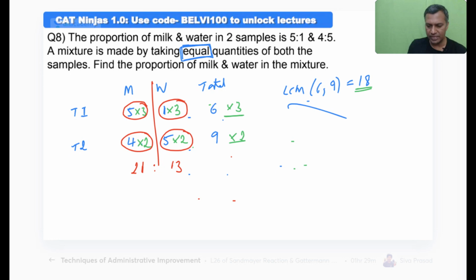Yeah, 15 plus 8, right? Okay, this is 15 plus 8, 23. Thank you, Jatin. Yeah, 23 is to 13. That's right. 23 is to 13.